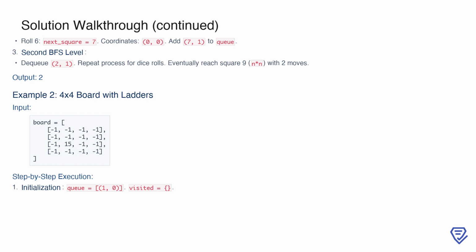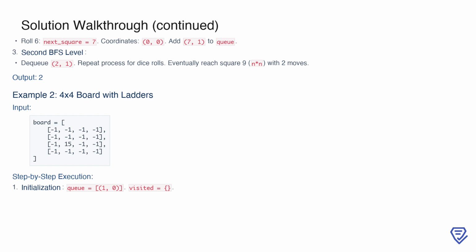Now, let's consider another example, this time with a 4x4 board that includes a ladder. The input board has a ladder at square 7 that leads directly to square 15. We initialize the queue with the tuple (1, 0), and set up an empty visited set.